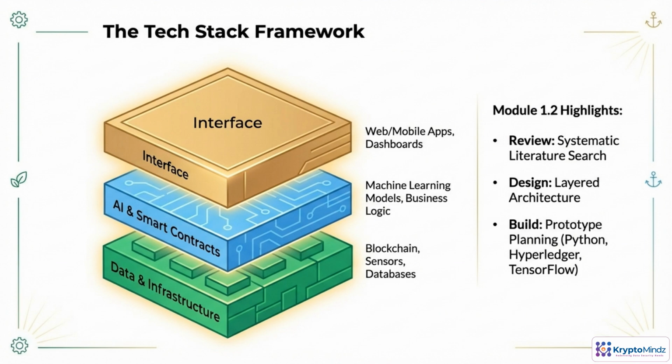To keep things consistent, every project in this course will use the same three-layer tech stack. At the bottom, you plan data and infrastructure, which databases, sensors, blockchains, and cloud services your thesis will depend on. In the middle, you design the AI and smart contracts that implement the actual intelligence and rules. At the top, you define interfaces, dashboards, APIs, or mobile apps where Saudi stakeholders will actually experience the impact.